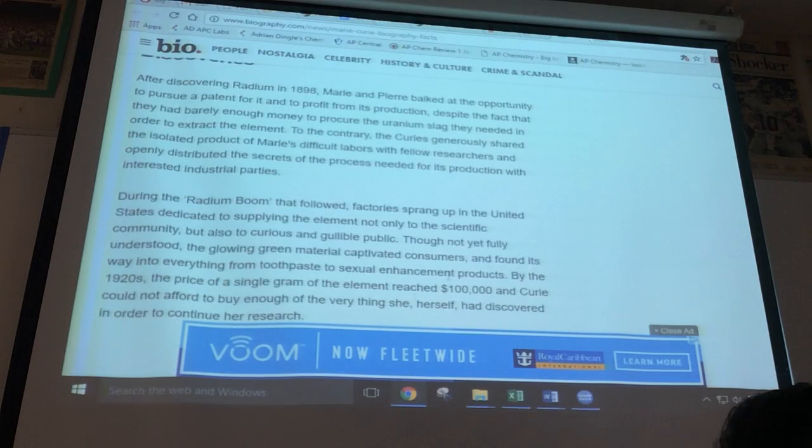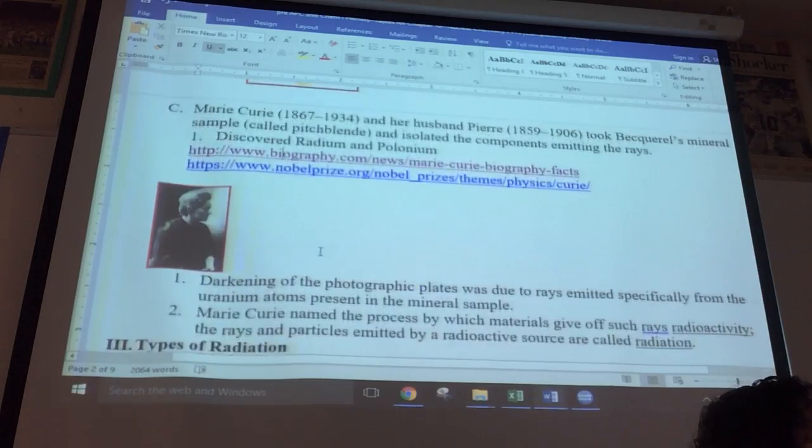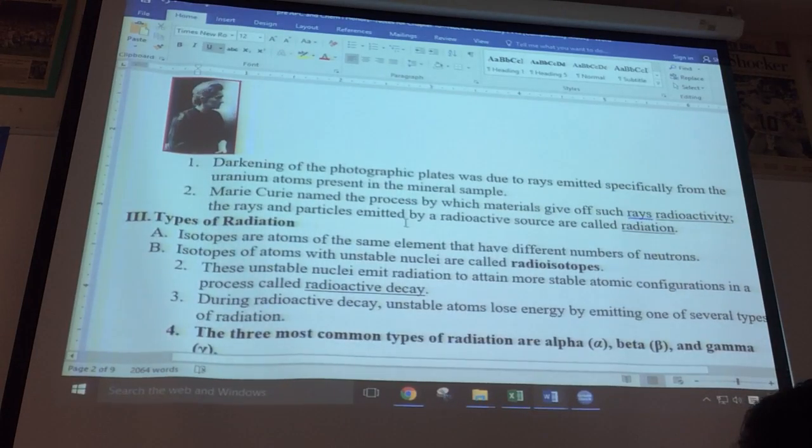All right, so 2 Nobel Prizes, 1 in chemistry and 1 in physics. And again, for those of you who are interested, I'll put the links up and you can do some additional research. And everything that you saw is written there.